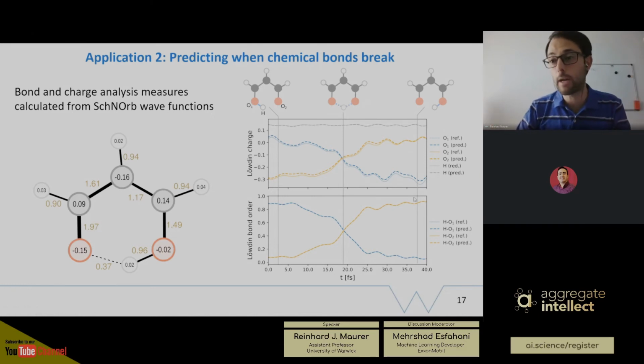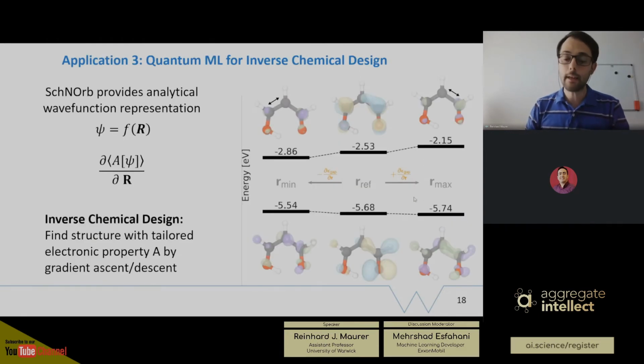So there's a lot of different ways you can apply this moving forward. The other aspect is, of course, this idea of how can we better explore chemical compound space.